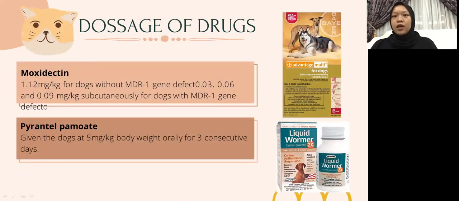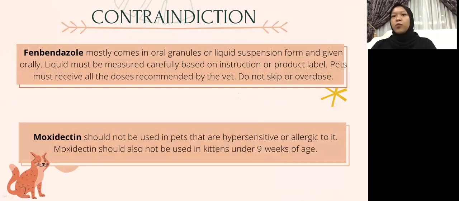For moxidectin, dogs that have a multi-drug resistance 1 gene or MDR1, it is 1.12 milligram per kg, and those who are not with the MDR1 gene is 0.03, 0.06, and 0.09 milligram per kg subcutaneously. And for pyrantel pamoate, for dogs, 5 milligram per kg and are given for 3 consecutive days orally. Next, I will pass to my friends to explain more about contraindication.